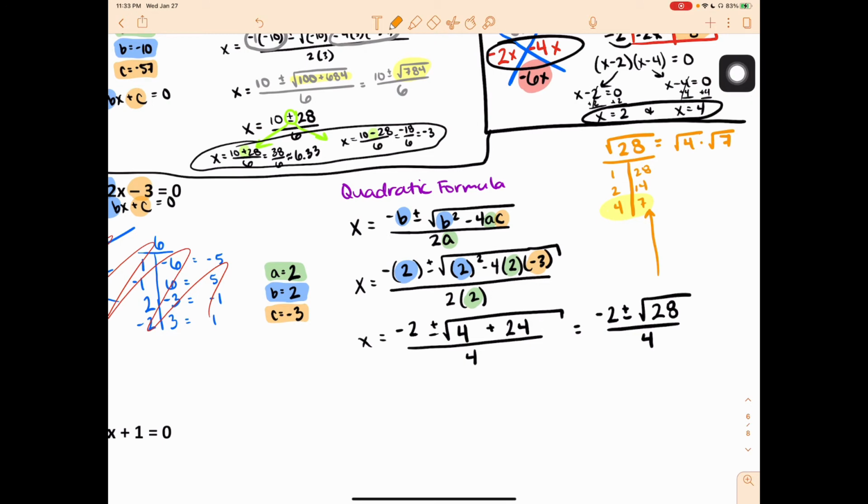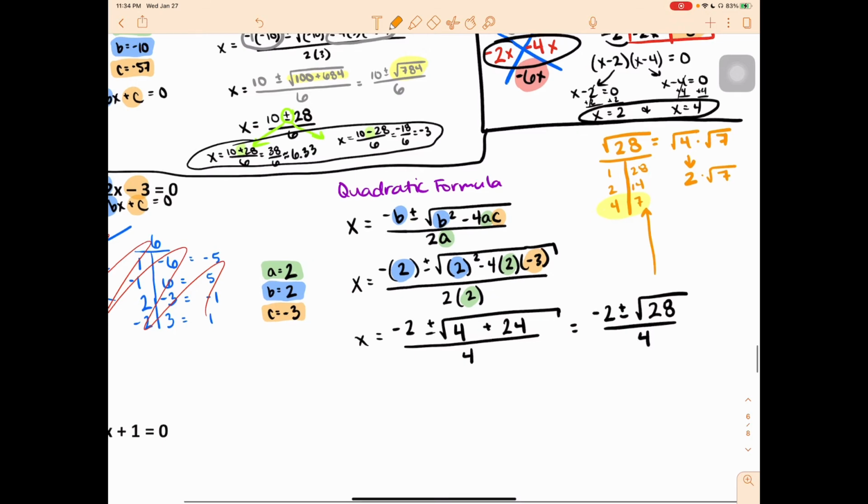Now we are simplifying the radical. Root 4 is really just 2. The square root of 4 is 2. And then we still have times root 7 here. So now we're one step closer to writing the simplified version of this equation. So here we can simplify this down to x equals negative 2 plus or minus 2 root 7 all over 4.